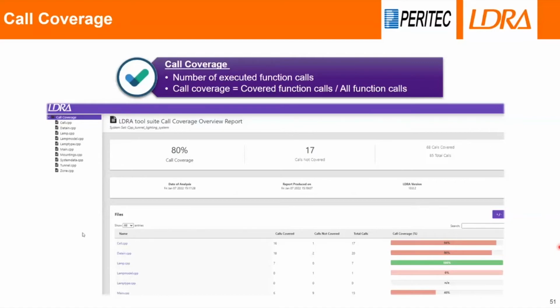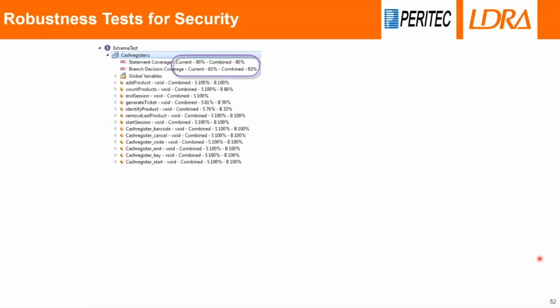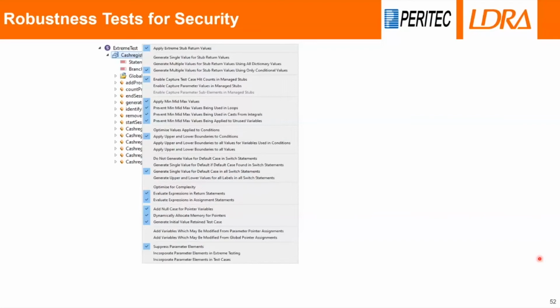So it is quite easy to navigate and see what calls are covered, what calls are not covered. And we can use it as an evidence to confirm that this objective is fulfilled according to the process guidelines.